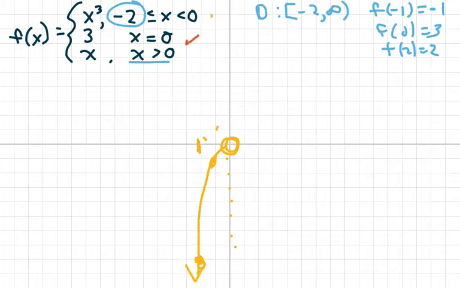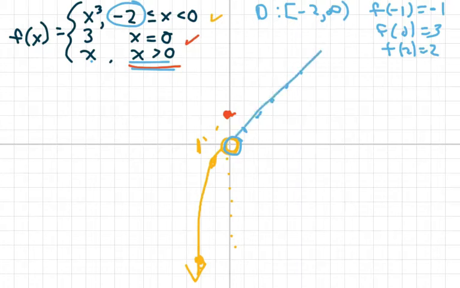Alright, so we did this piece. 0 goes to 2, gets mapped to 2. And then for this piece, we plug in 0, and that's just 0. 1 goes to 1. It's just a straight line here, and we go all the way to infinity. So that's just your straight line here.